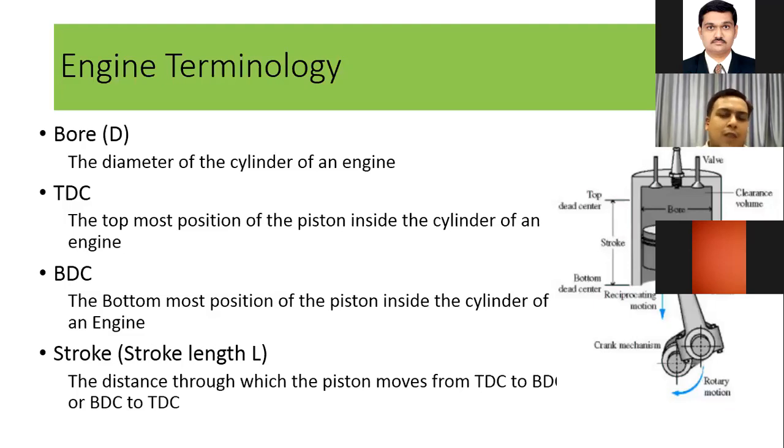So a four stroke engine requires two revolutions of the crank for completion of one cycle. So how many revolutions are required for a two stroke engine? It is half of that. It means in every revolution there is a power stroke in a two stroke engine, and in a four stroke engine every two revolutions we have a power stroke. It is a very important fundamental thing.